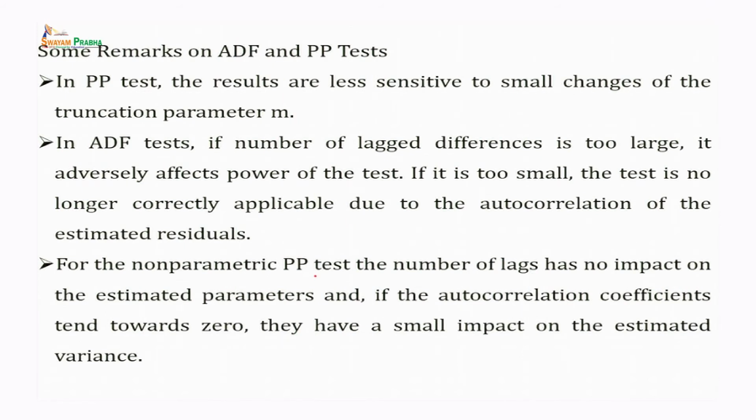For the non-parametric Phillips-Perron, the number of lags has no impact on the estimated parameters. Because at the regression stage, we are not using any augmentation term. So, at the regression stage, we are not in fact taking care of such kind of autocorrelation in the innovation. And if the autocorrelation coefficients tend towards 0, they have a small impact on the estimated variance.